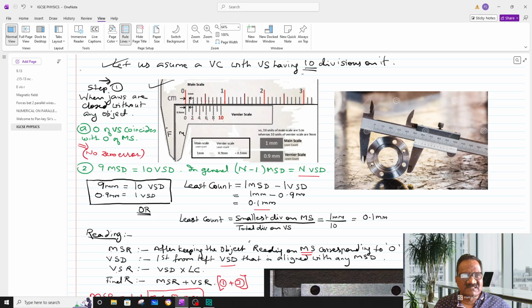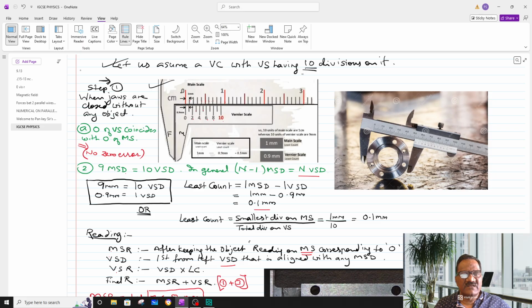You have to first see whether the zero of the main scale. Now see, this is the main scale. I told you the different parts. So this is the main scale and this is the vernier scale. On this vernier scale you can see 0, 1, 2, 3, 4, 5, 6, 7, 8, 9 and 10 divisions. So these 10 divisions are on the vernier scale, and this is the main scale.